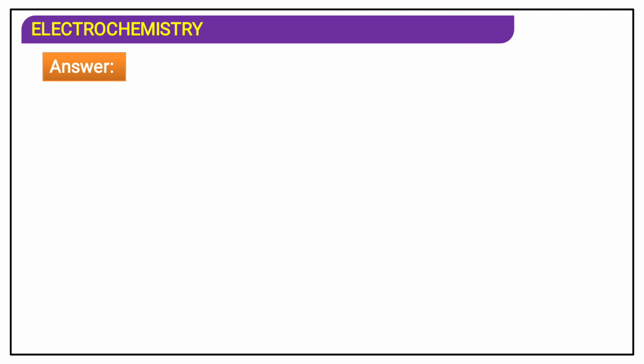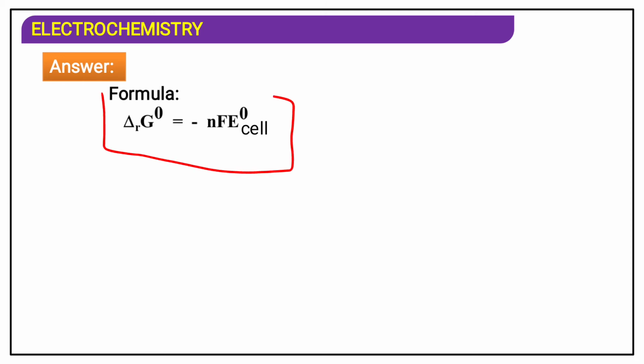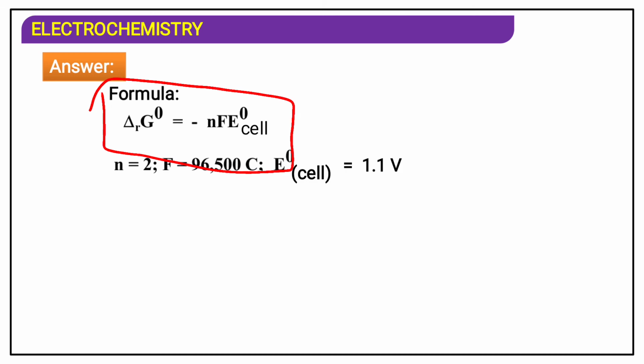So let us go to the first formula substitution. The formula is delta G naught equals minus nFE naught cell. So this is the formula: delta G naught equals minus nFE naught cell. Then substitute the values. The value here is n equals 2.